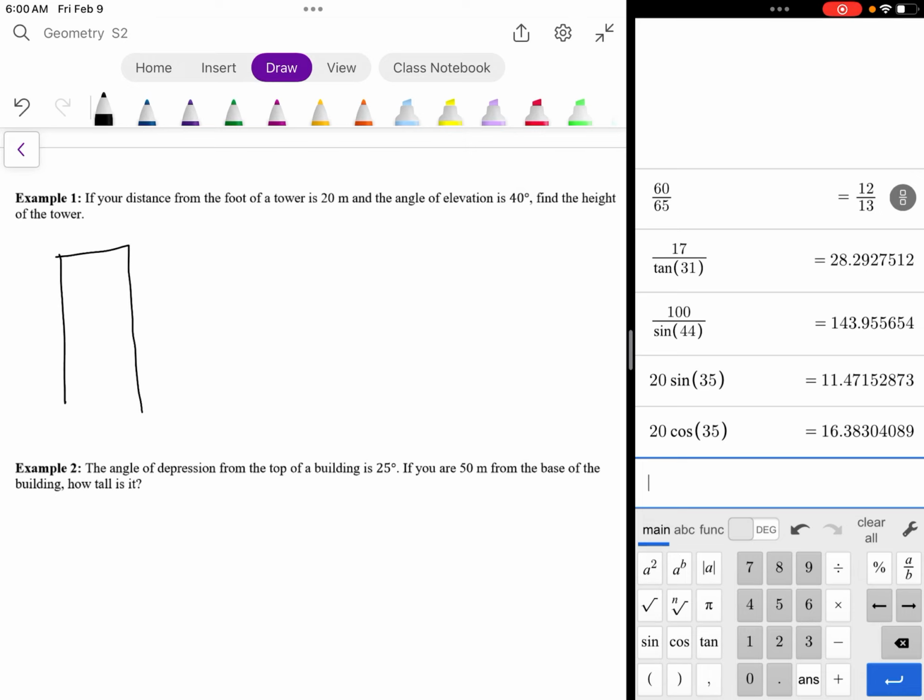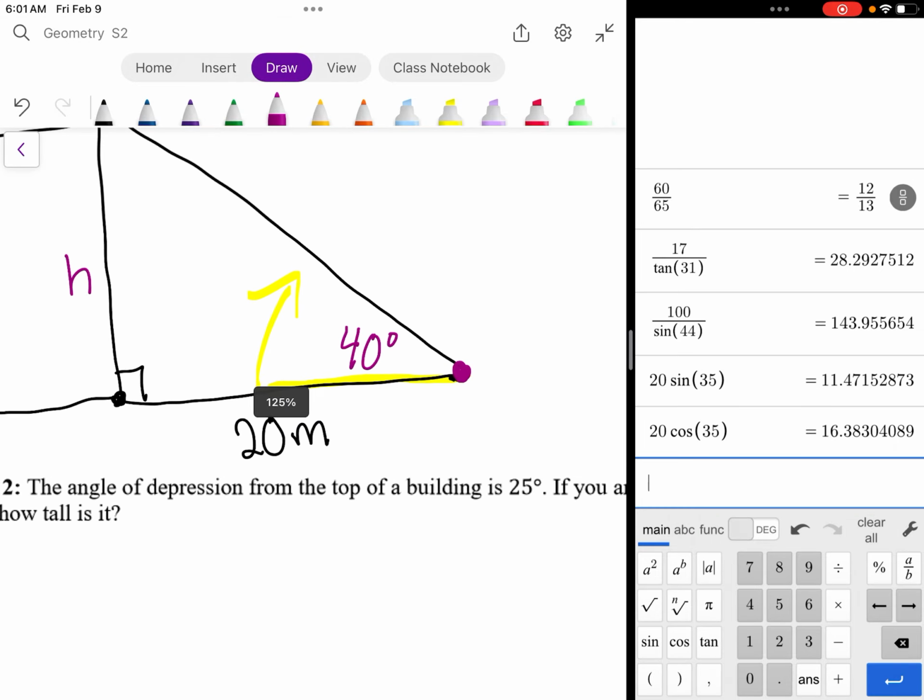So if we start drawing a tower here, and it says the distance from the foot of the tower is 20 meters. And again, it's okay to assume that we have a right angle there. And they told us the angle of elevation is 40. Angle of elevation starts at a horizontal line and then is going up. So that means this 40 degrees is going to be in this corner down here. They want us to find the height of the tower. That's where our variable will go.